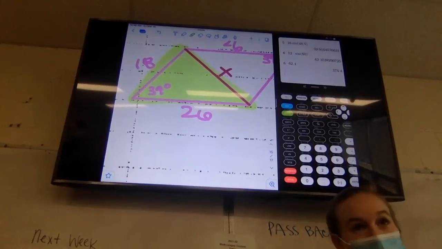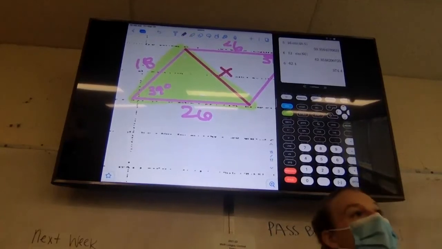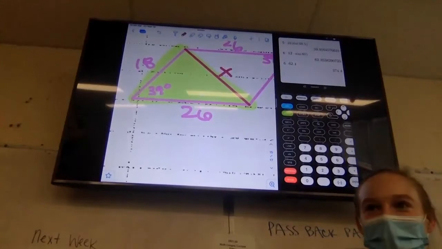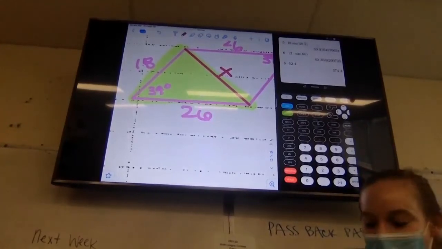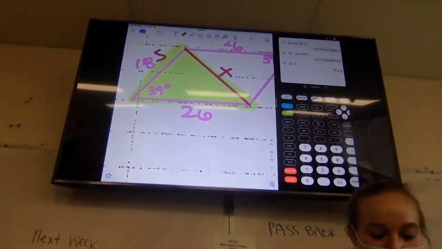Can I do law of sines here? I don't think so. Law of cosines. Yeah, I can already tell. Oh, one angle, two sides. I've got a side, angle, side.